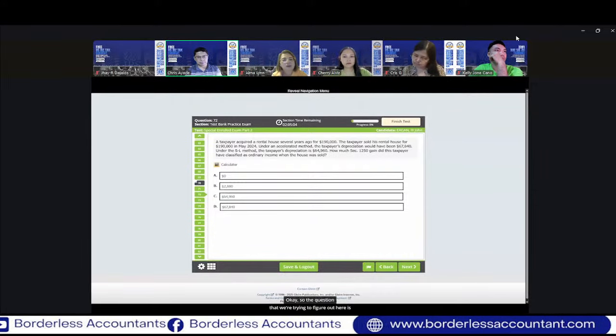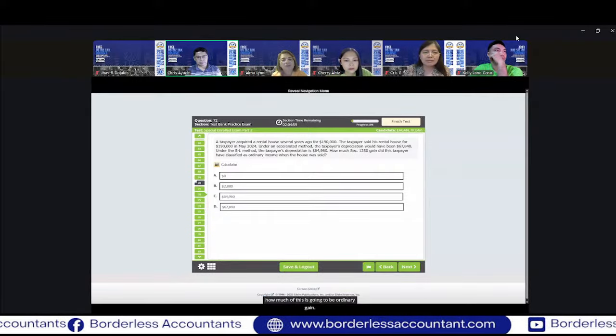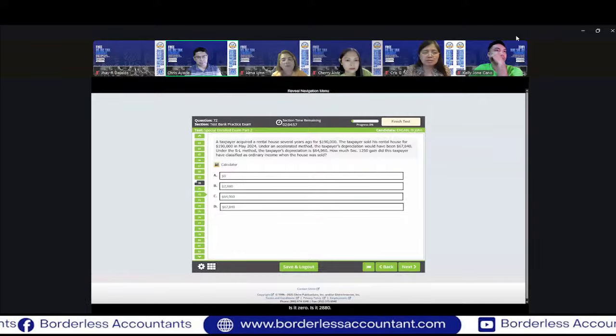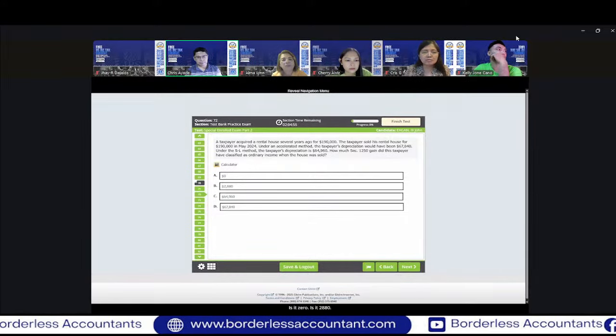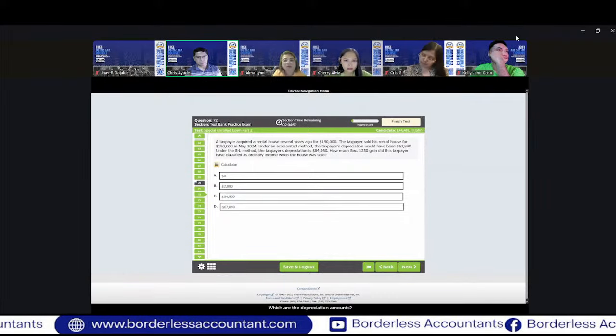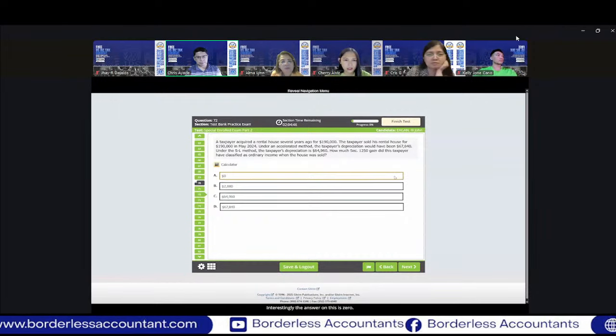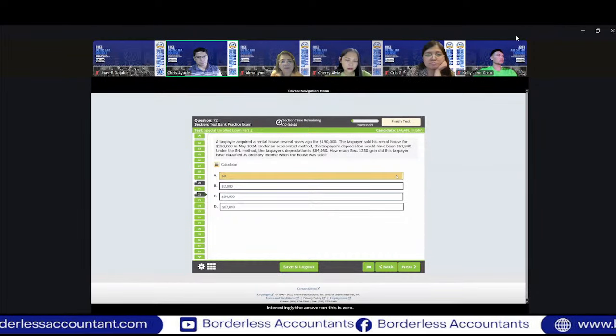Okay, so the question that we're trying to figure out here is how much of this is going to be ordinary gain. Is it 0? Is it 2,880? Is it 64,960? Is it 67,840? Which are the depreciation amounts? A lot of things going on here in this question. Interestingly, the answer on this is 0.